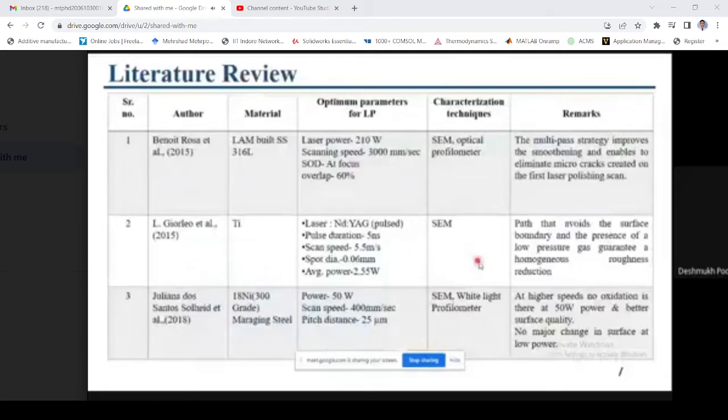This is the literature which includes a few recent papers. Here are the researchers who carried out their studies on the multipass strategy of laser polishing, whether the multipass strategy will reduce the micro cracks on the surface or not. Some researchers carried out their study on the use of argon gas, whether it is beneficial to obtain a homogeneous surface. Some researchers studied the effect of the pitch distance, that is hatching distance, or we can say the effect of overlapping on laser polishing.